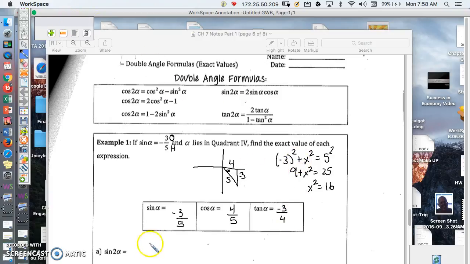Now the next thing it asks us to find is the sine of 2 alpha. Well, up here we have this formula. The sine of 2 alpha equals 2 sine of alpha cosine alpha. So it equals 2 times sine, which is -3/5, times cosine, which is 4/5. And we know when we multiply fractions, we could put this over 1, we multiply straight across. So -6, -24 over 25.